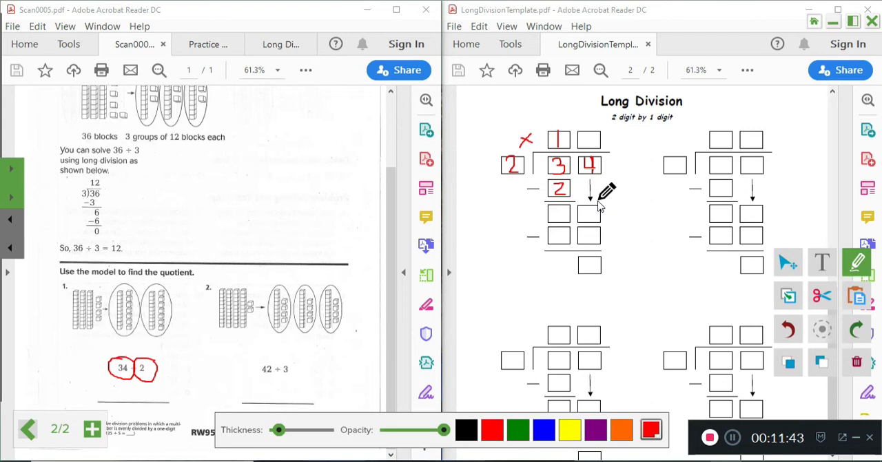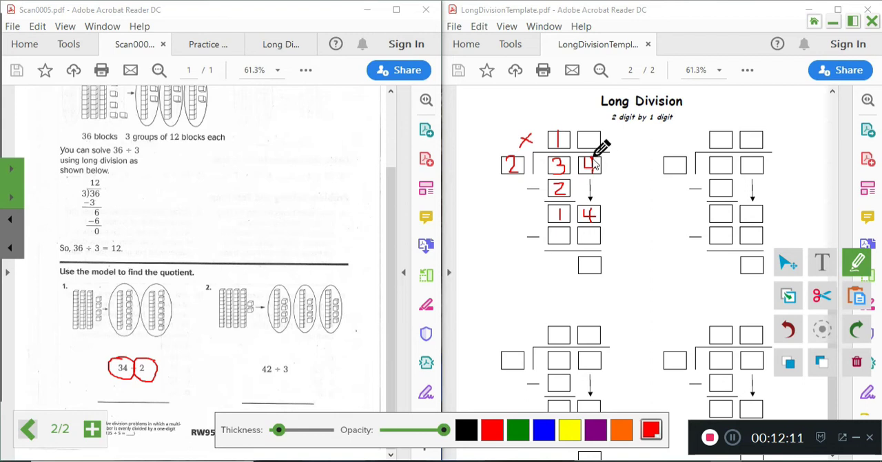Exactly, sister subtract. 3 take away 2 leaves me with 1. I knew you knew it. Okay, now what's next? If you said brother bring down, you are doing excellent. All right, so I take this 4 that I still need to divide and I place it right here. So now I have 14.